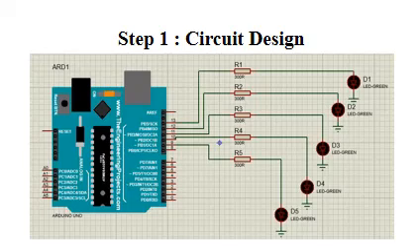This is the circuit diagram. First, we will draw the circuit in Proteus software. For that, at first place an Arduino UNO. Then take 5 300 ohm resistors. Then connect 5 LEDs with the resistors. I have taken all green color LEDs. Then connect all LEDs with separate ground terminals. Now the circuit design is done.